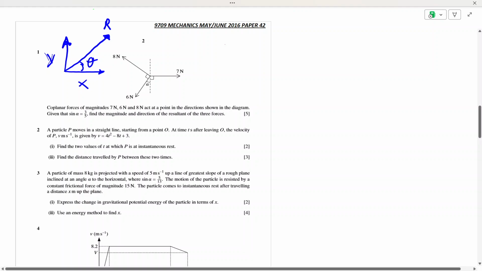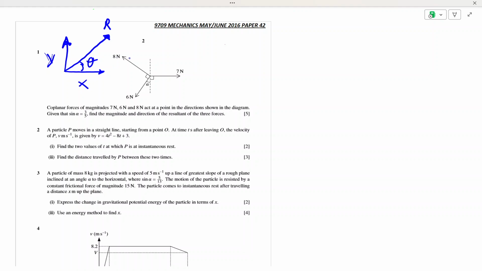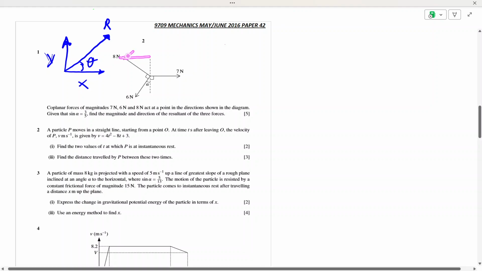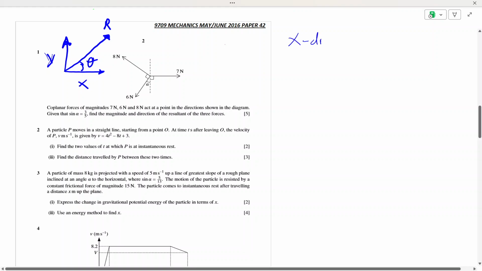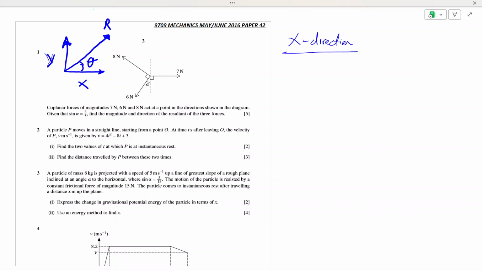The way I'm going to approach this question is to resolve the 8 Newton force and get its x and y components. Same with the 6 Newton force: I get the horizontal and the vertical components for each of these forces. So in the x direction, this is what I'm going to have.